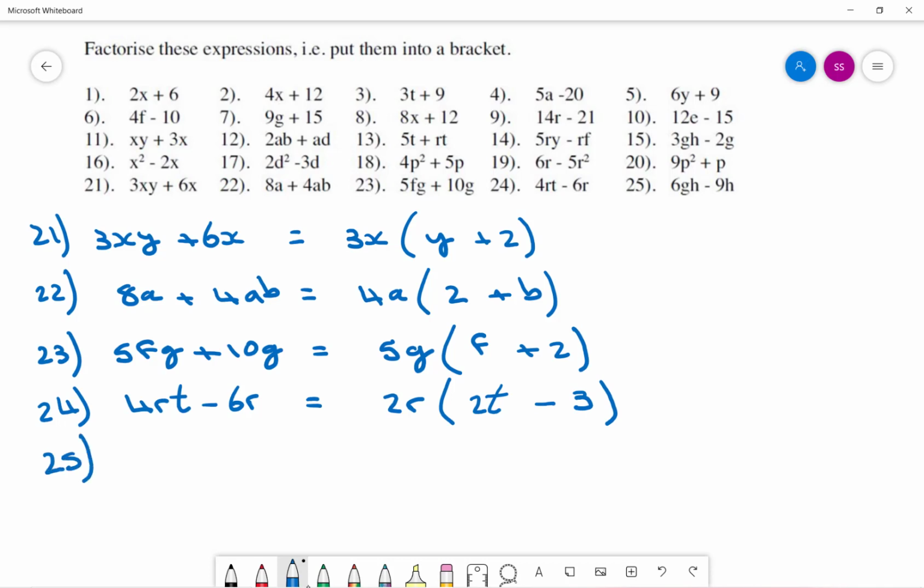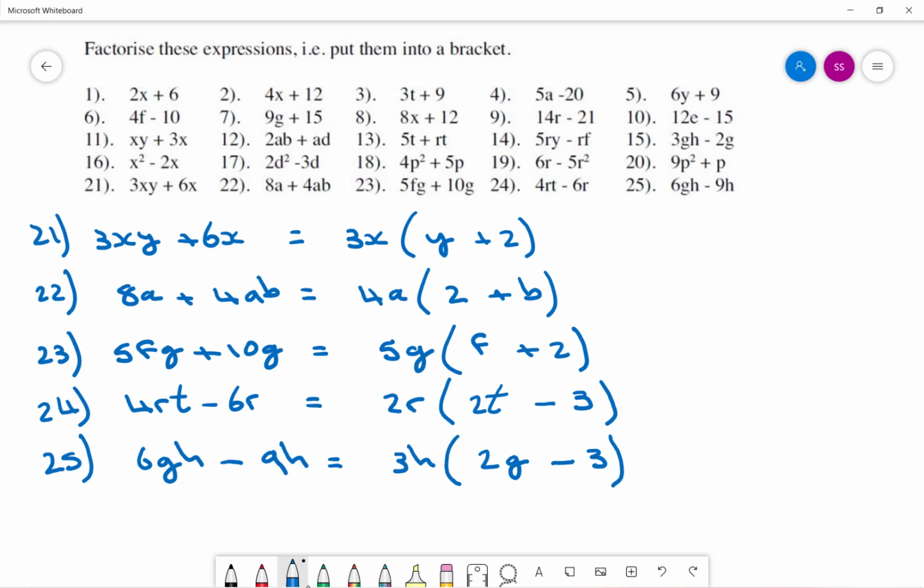And then our last question for 25, 6gh minus 9h. Our common factor here is going to be 3h. 6gh divided by 3h is going to leave us with 2g. And then minus 9h divided by 3h is going to leave us with minus 3. So there's our answers to exercise 5.2.